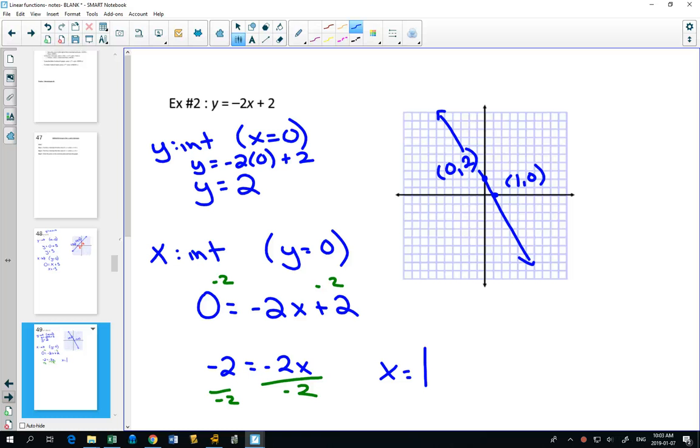Again, looking at my graph, it has a negative slope. My equation was in y equals mx plus b form. So it has a negative slope. Things seem to be working just fine.